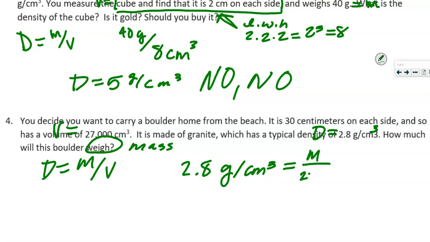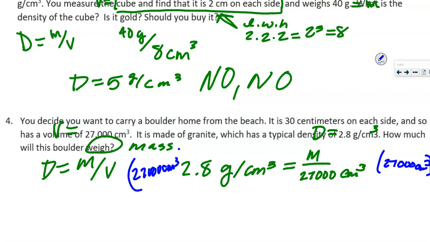So our volume is 27,000 centimeters cubed. Now, how do we get rid of something that's in the denominator? We multiply both sides by it, right? So we're going to do that on both sides. So we're going to do 27,000 centimeters cubed times. So that centimeters cubed and the centimeters cubed are going to cancel each other out because one's on the top and one's on the bottom. So we're really going to do 27,000 times 2.8. And when we do that, we get 75,600, and our unit that's left is grams, right? So that's our answer.